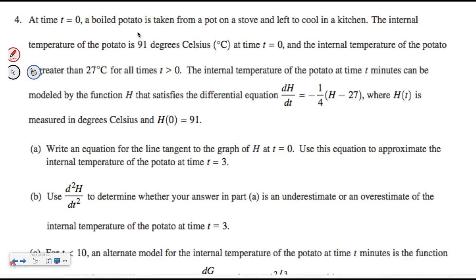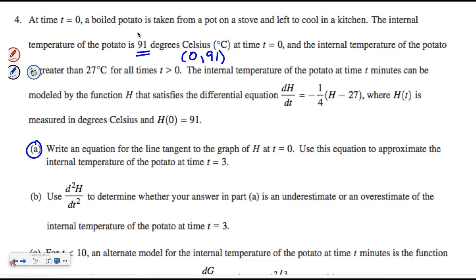So in number 4, the famous potato problem, what made it difficult for kids was the way the variables were dealt with. So we're going to try to tackle that. It says at time t equals 0, a potato is taken out of a pot and left to cool in the kitchen. The internal temperature of the potato is 91 degrees. That's the temperature at time 0. So make sure you understand that at time 0, the temperature is 91.